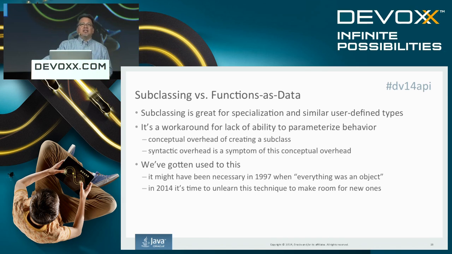Subclassing gets used a lot in Java in order to provide behaviors to things. And in a sense, subclassing is great for specialization and so forth, but there's a different use for subclassing that commonly gets used, which is to parameterize or provide behavior from outside. And we've gotten used to this because in 1997, the word in Java was everything is an object, and objects are instances of classes. And so the way you express behavior is by creating a new class. And so it's 2014 now, so perhaps it's long past time to unlearn this.